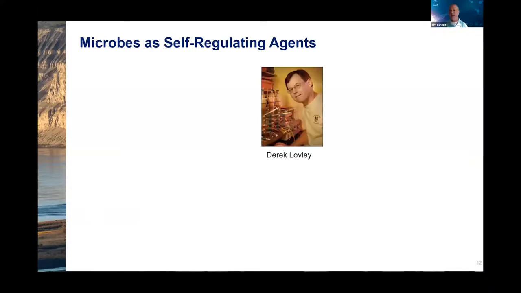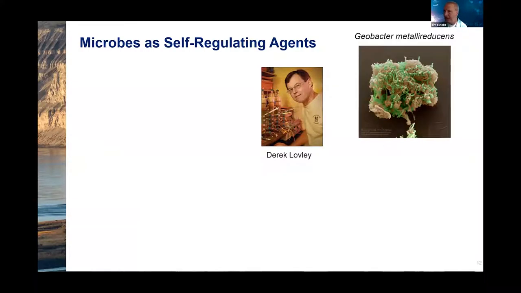And this part of the story begins with a person named Derek Lovley, a professor at the University of Massachusetts in Amherst, who, with his team, discovered an organism called Geobacter metallireducens. And this was back in the late 1980s. This organism was first isolated, I think, from sediments in the Potomac River, and was the first organism that was shown to respire carbon using metal, iron oxides, as terminal electron acceptors. And so it's interesting to me that really only about 30 or so years ago, this idea of microbial iron reduction and respiration of something other than oxygen was a very novel concept.